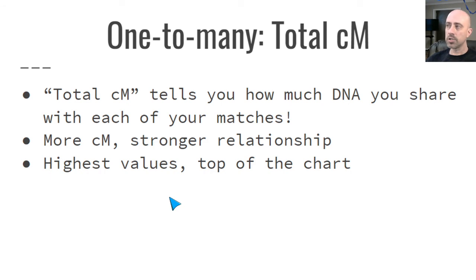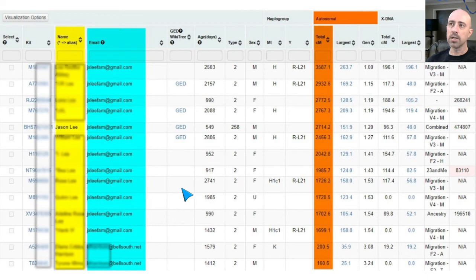Highest values are at the top of the chart, as I mentioned, best matches at the top, so you don't have to go looking for your best matches. If you want to understand the shared centimorgan number a little better, you go to this column, off towards the right side of the page. Again, you don't have to dig into this in the beginning. If you feel overwhelmed already, stop with the names and the email addresses and forget about everything else. But if you want to dig a little deeper, you can get total centimorgan values in this column that I've colored orange.